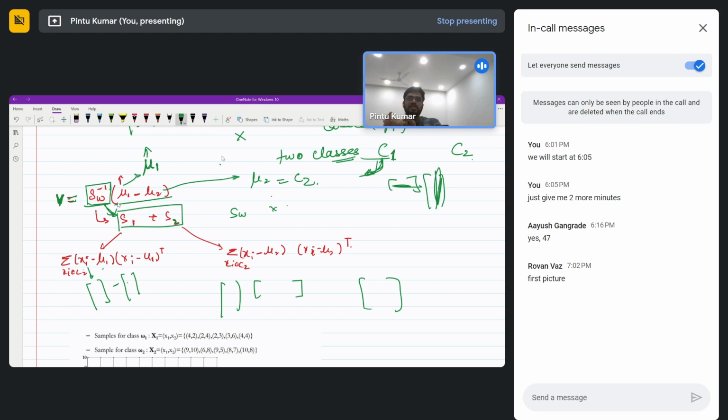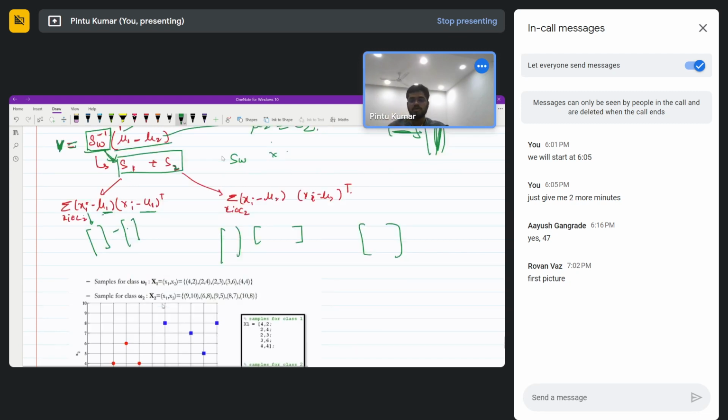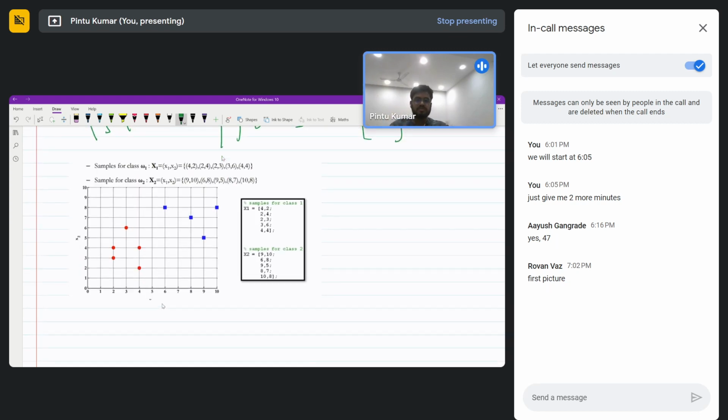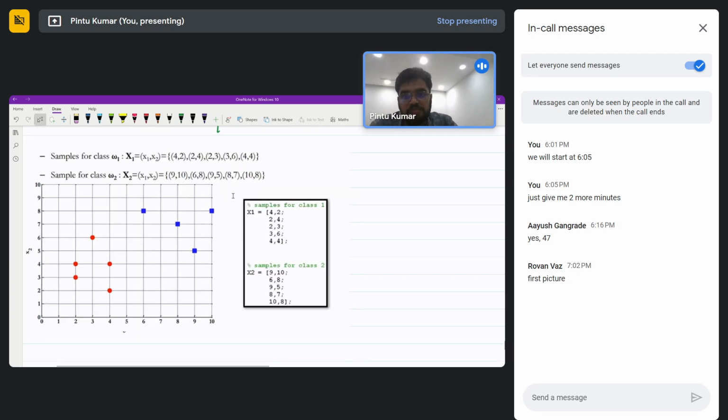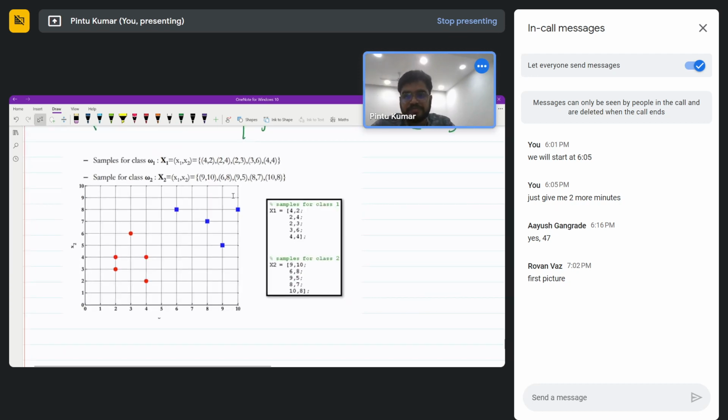So you were asking what is SW. SW is just a notation. I think it is called the in-class covariance. Yes, within a class you are finding something like covariance. I am not very sure about the terminology, sorry. So we'll straight away look at an example.